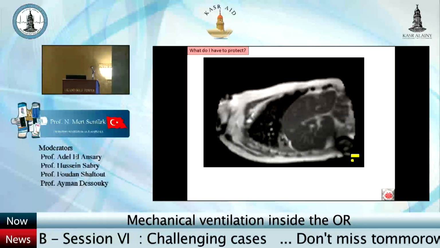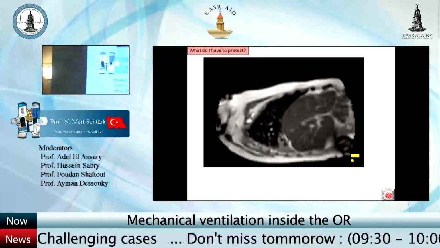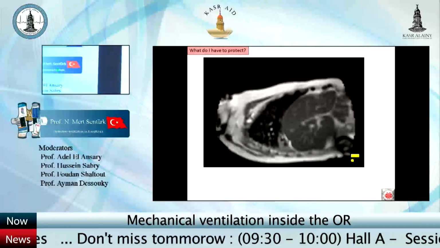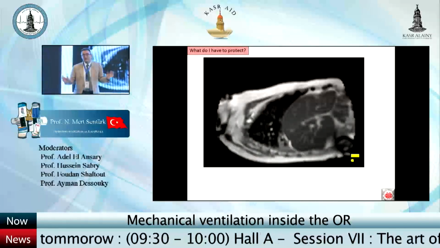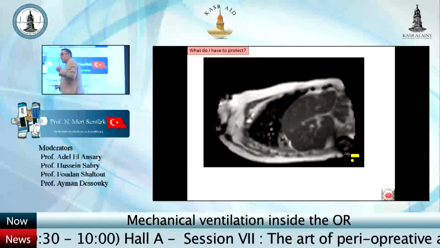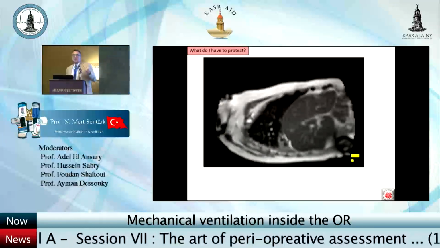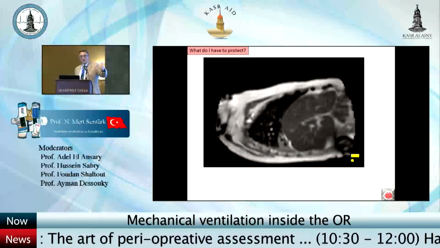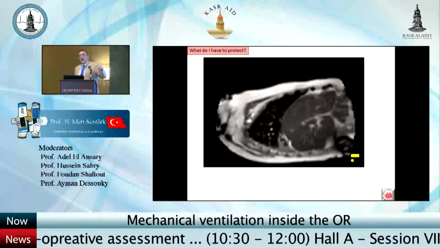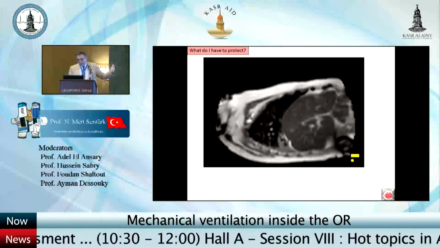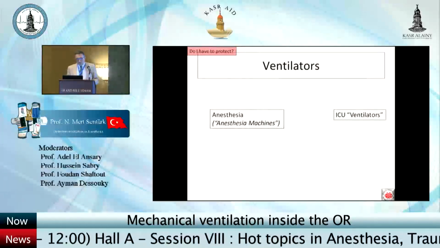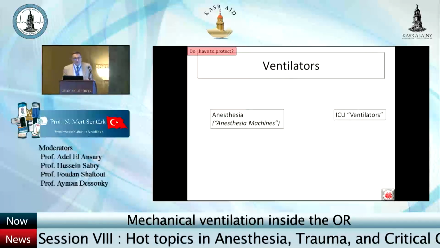We have more perfusion here, but the ventilation is increasing here and not here. This is a ventilation perfusion mismatch. So during mechanical ventilation, we have a mismatch of ventilation perfusion and also an increase in the atelectatic regions. So what can we do?